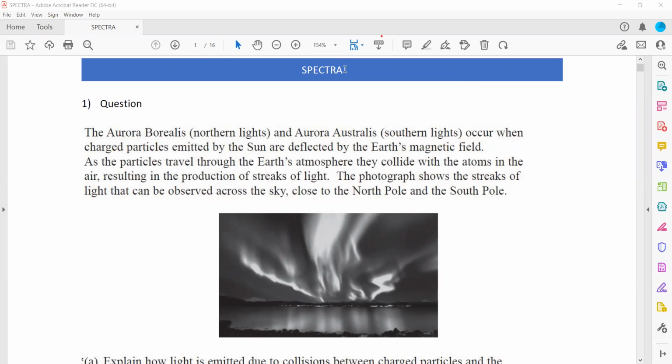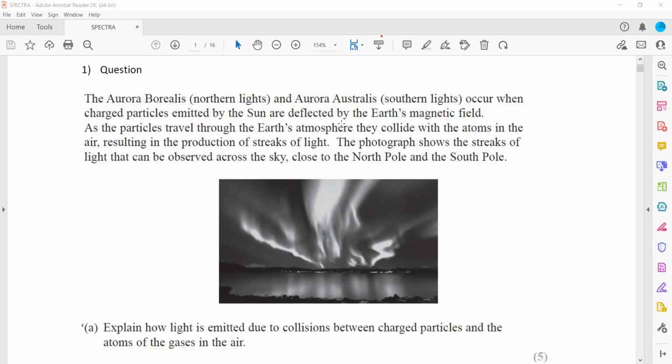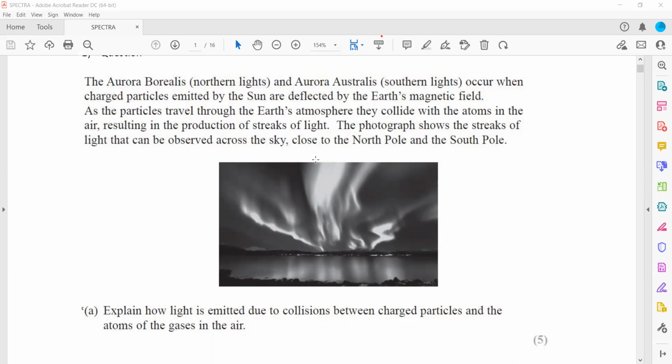So this session is related to line and continuous spectrum and the excitation of the electron within an atom, which leads to different spectrum. So northern lights and southern lights occur when charged particles emitted by the sun are deflected by Earth's magnetic field. As a particle travels through the Earth atmosphere, they collide with atoms in air, resulting in production of streaks of light. The photograph shows a streak of light that can be observed across the sky, close to the north and the south pole.